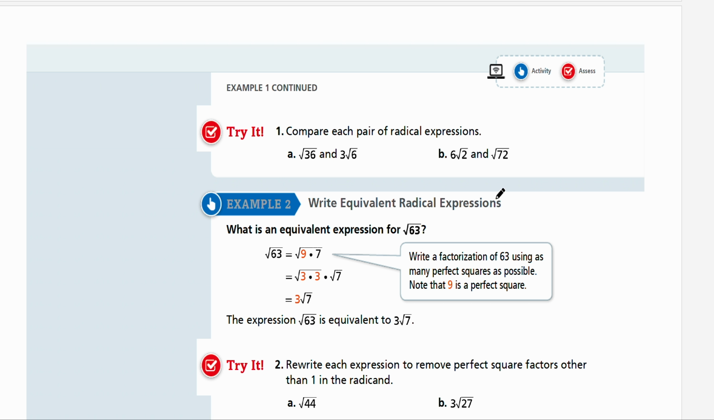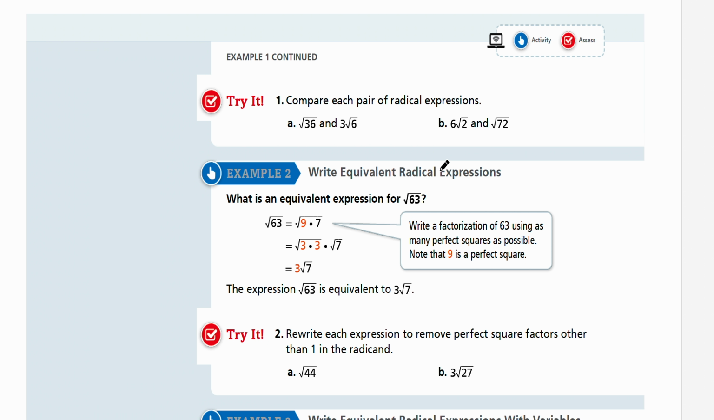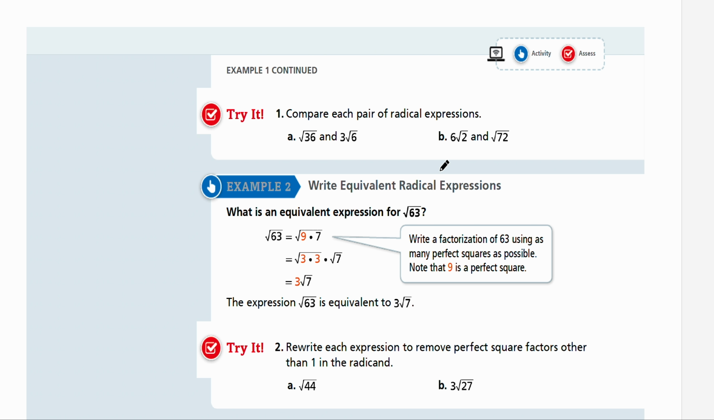So in the next page, compare each pair of radical expressions in parts A and B. You can use different forms to compare them. So you can simplify the roots as much as possible and compare them, or use perfect squares to compare them. So pause the video, see if you can do it by yourself. Come back when you're ready for answers. Okay, are you ready? Let's look at part A.